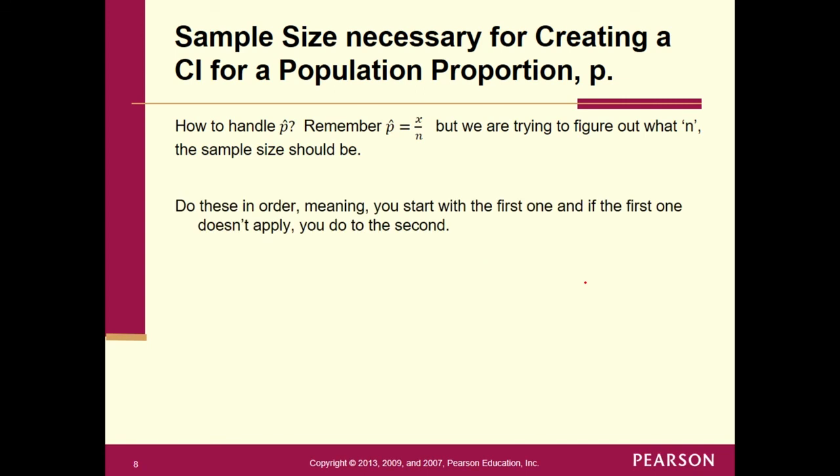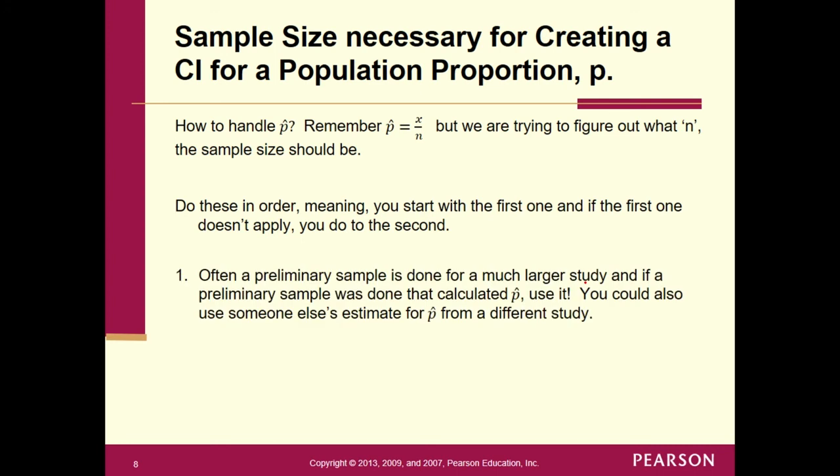So you start with the first one. If you have the first one, you go ahead and use it. If you don't have the first one, you go to the second one. So if you got the first one, you go ahead and utilize it. If you don't, you go to the second one.